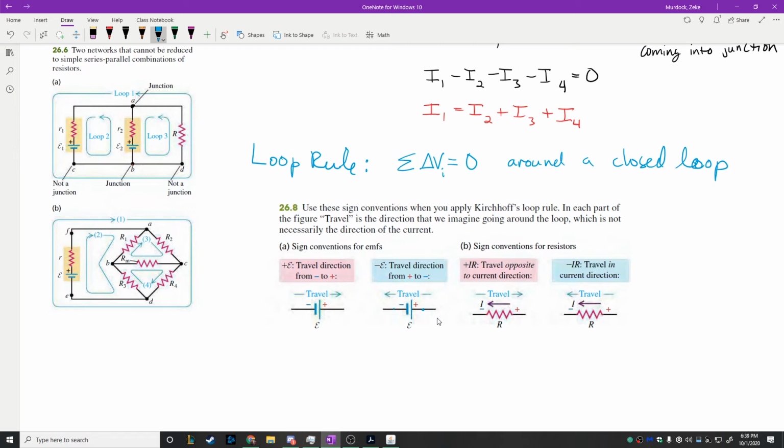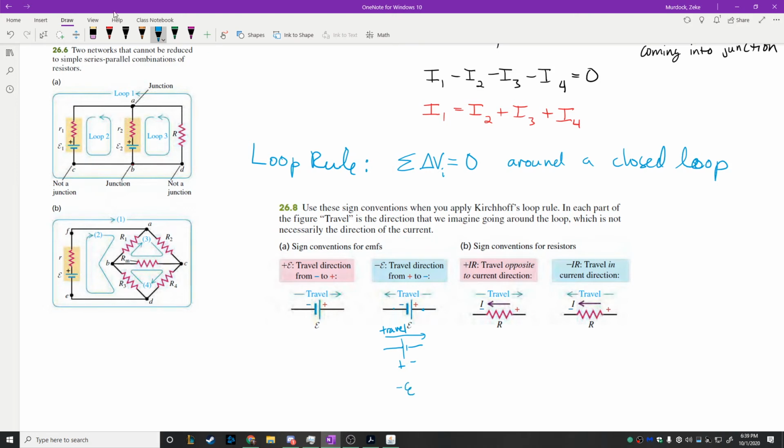So do these make sense? Before we move on to the current, do these 2 make sense? We could draw the convention that's written here in a slightly different way. We could leave the battery pointing like this, and have our travel direction be this way. And by travel, it means loop. You're going to be using this to generate equations, basically. All right. This one would also give us negative E.